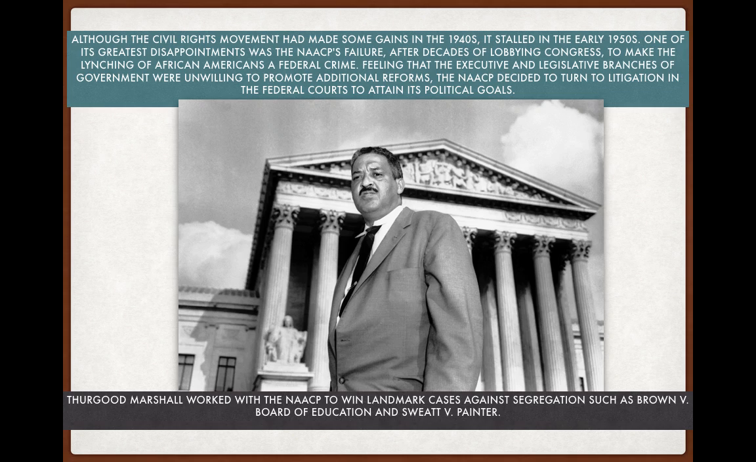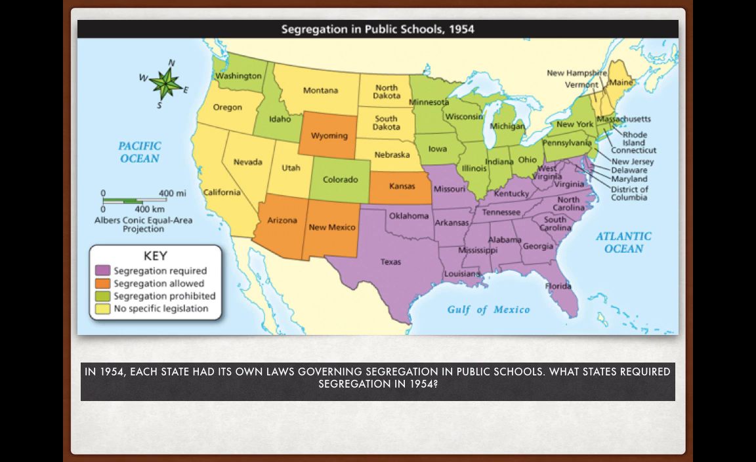Thurgood Marshall will become the lawyer for the NAACP to win landmark cases against segregation, including Brown v. Board of Education, which overturns Plessy v. Ferguson, and also Sweatt v. Painter, which we will be looking at as well.